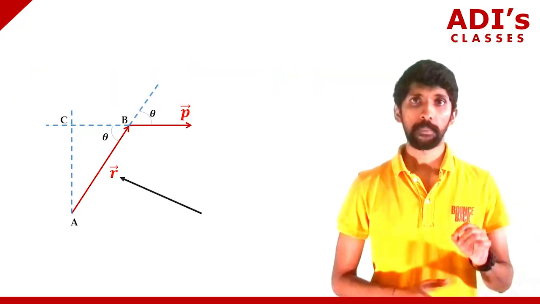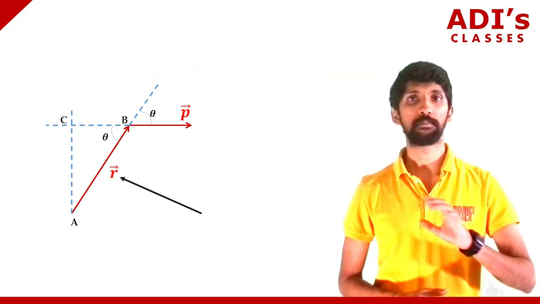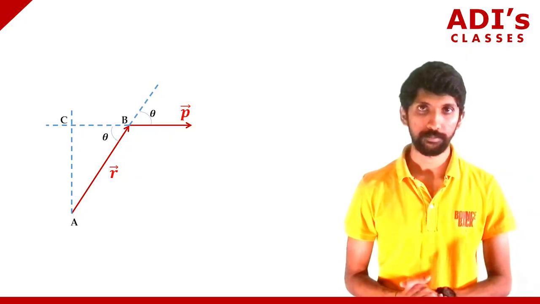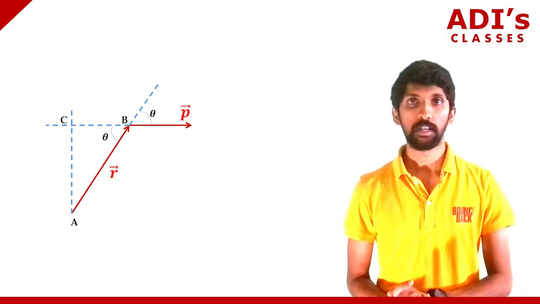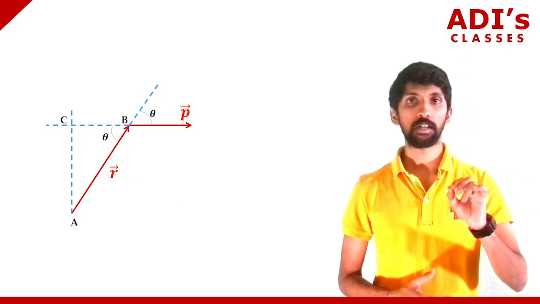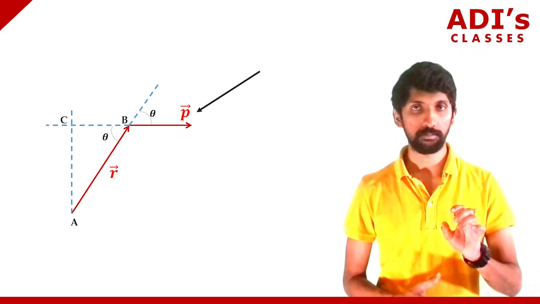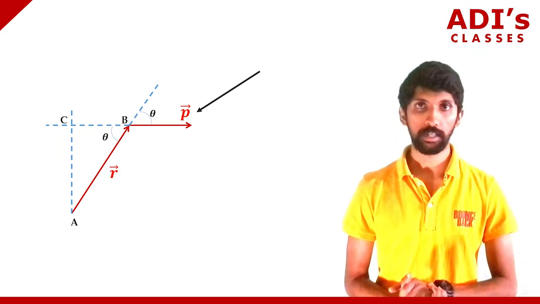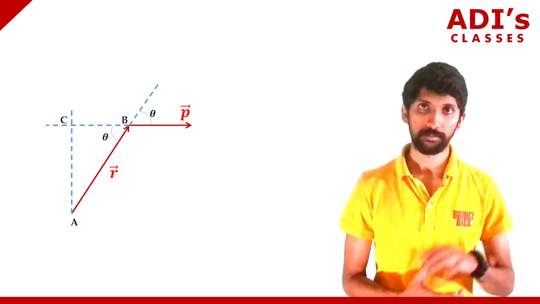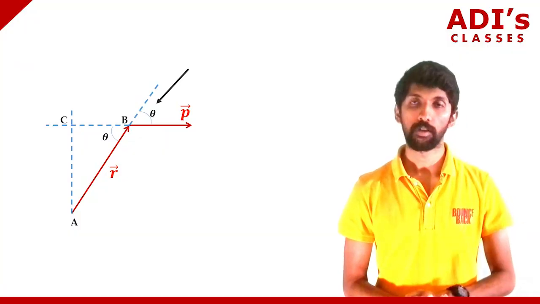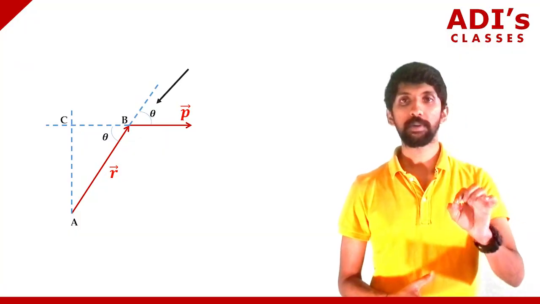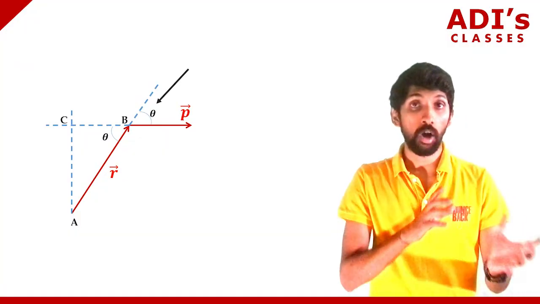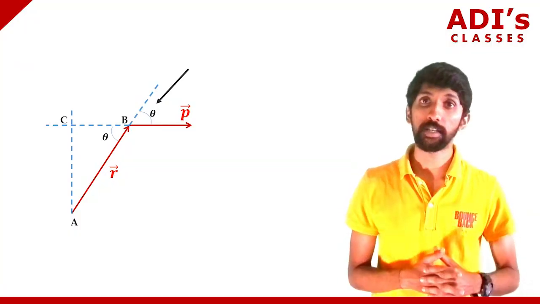Let's say the particle has some radius, let's say AB. So this is the radius. Now, the particle has a certain momentum, which is this, as you can see. Now, it's making a certain angle, right? So how do we get to know what angle this is making?